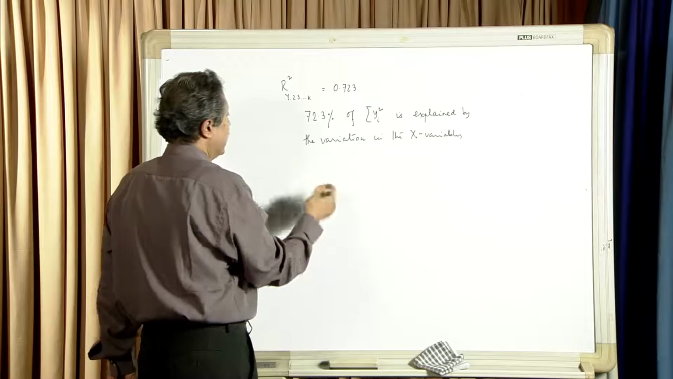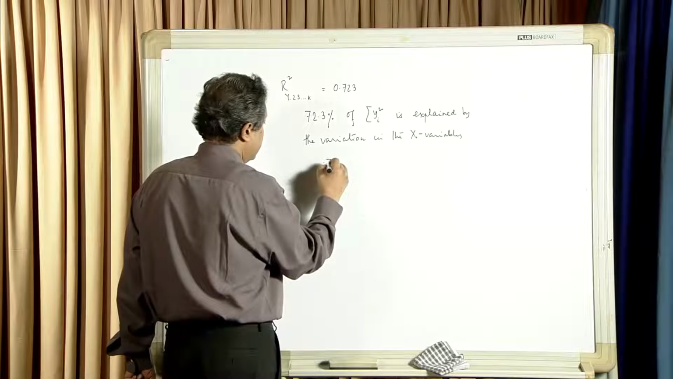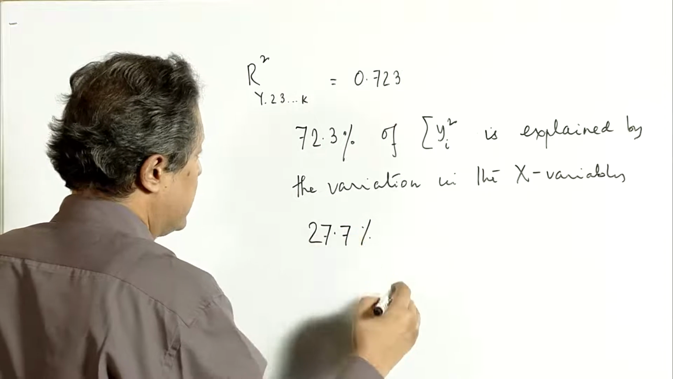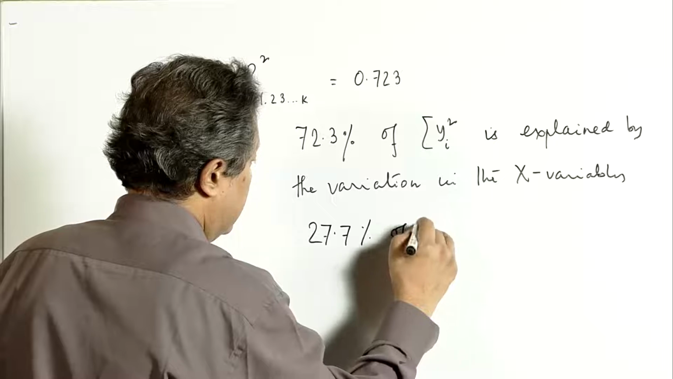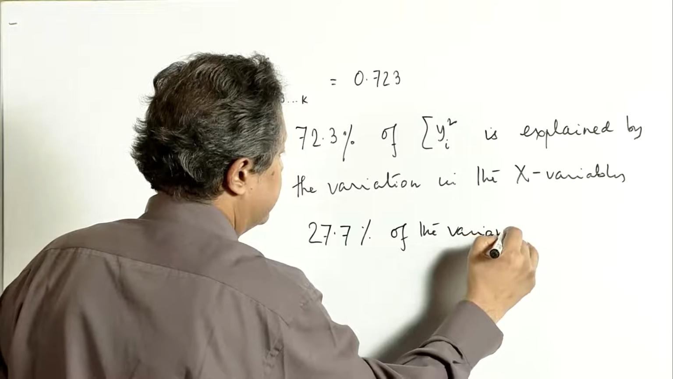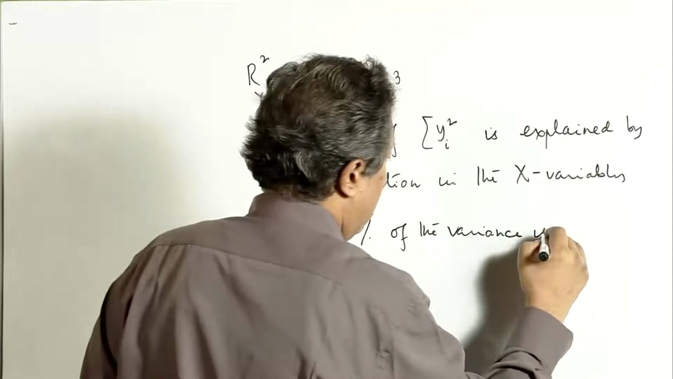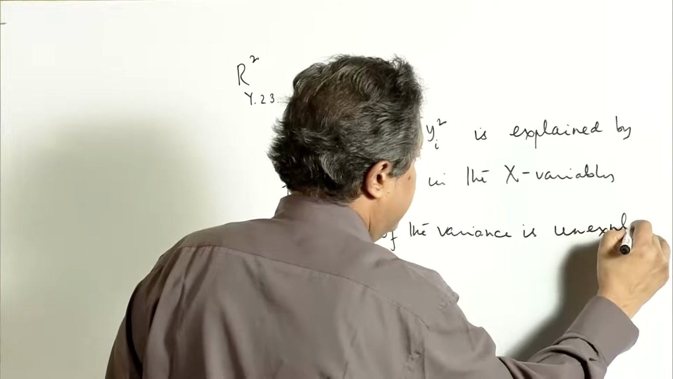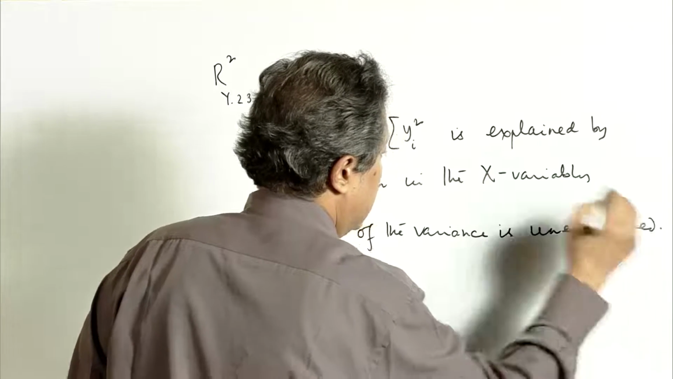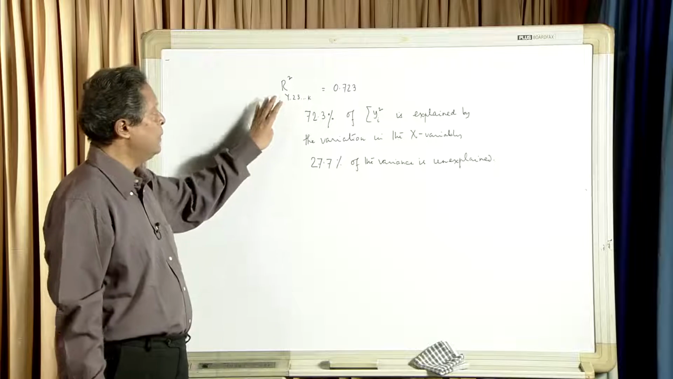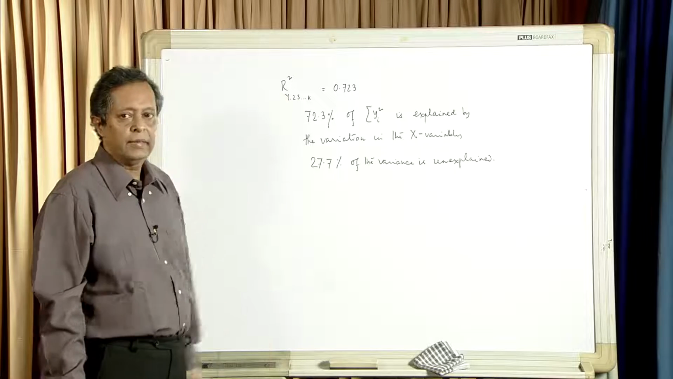which also means that the residue, that is 0.277, 27.7% of the variation or variance is unexplained. So, that in a very concrete sense is what we mean by goodness of fit.